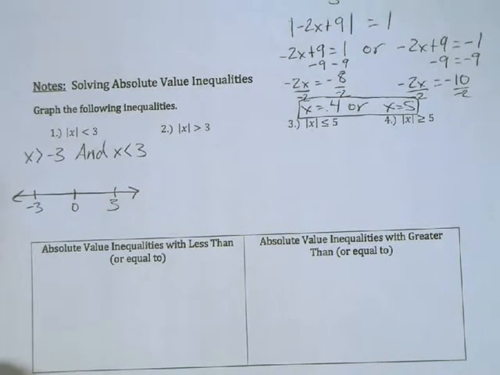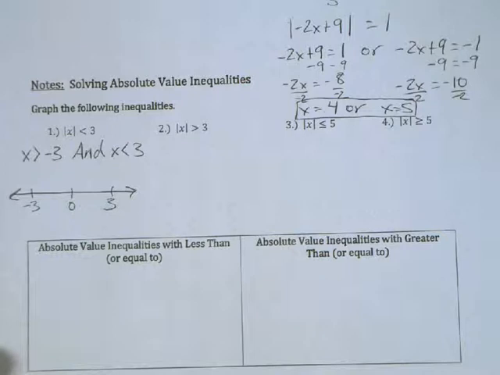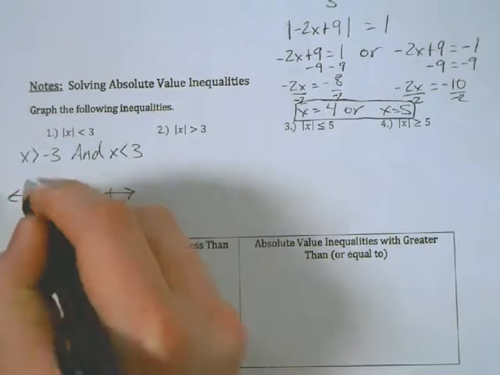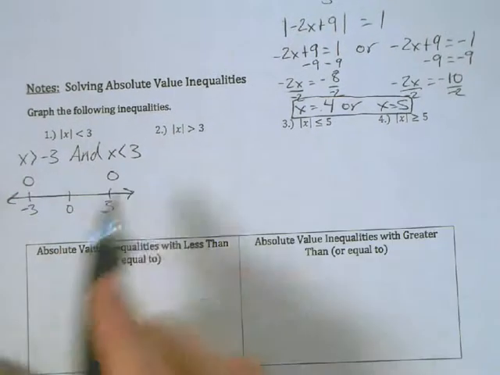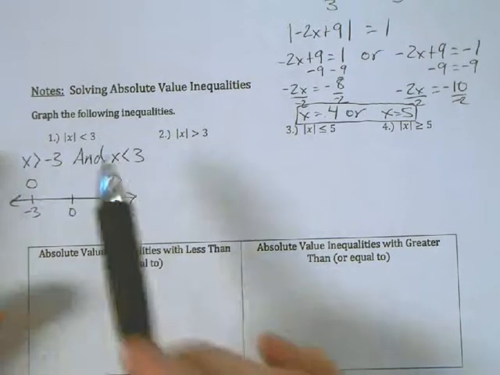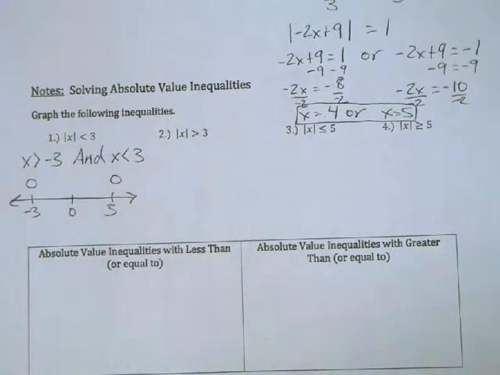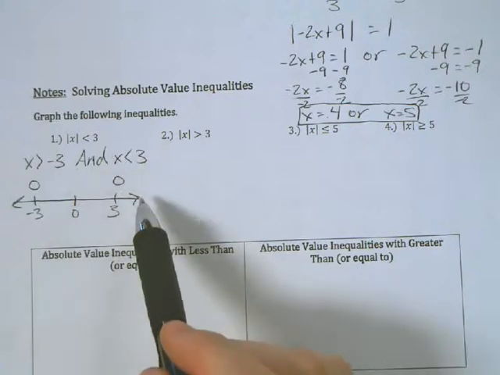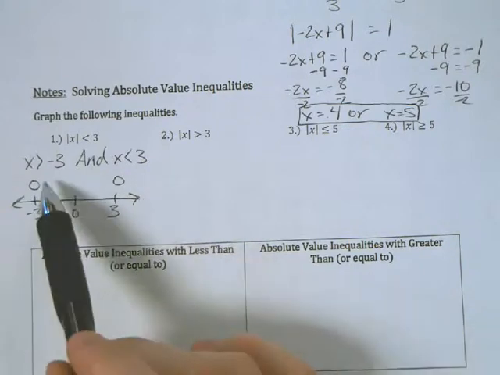So our critical values are negative 3 and 3. So we're going to want our circles at negative 3 and 3. Do we want an open or closed circle at negative 3 and 3? Okay. So the open circle means that we're not including negative 3 and 3. And the closed circle means that we're including negative 3 and 3. So do we want to include negative 3 and 3? Will we want to include negative 3?